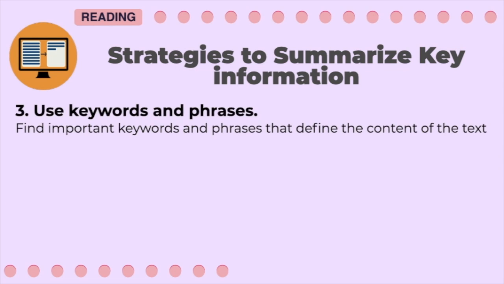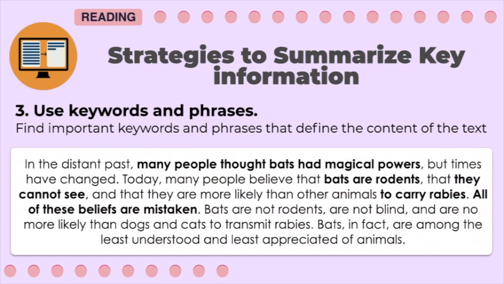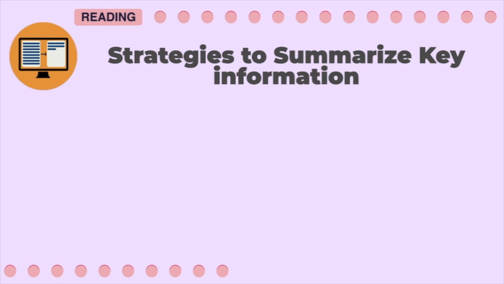Use keywords and phrases. Find important keywords and phrases that define the content of the text. Again, in the same text, the keywords and phrases are: many people thought bats had magical powers, but times have changed. Today, many people believe that bats are rodents, that they cannot see, and that they are more likely than other animals to carry rabies. All of these beliefs are mistaken.